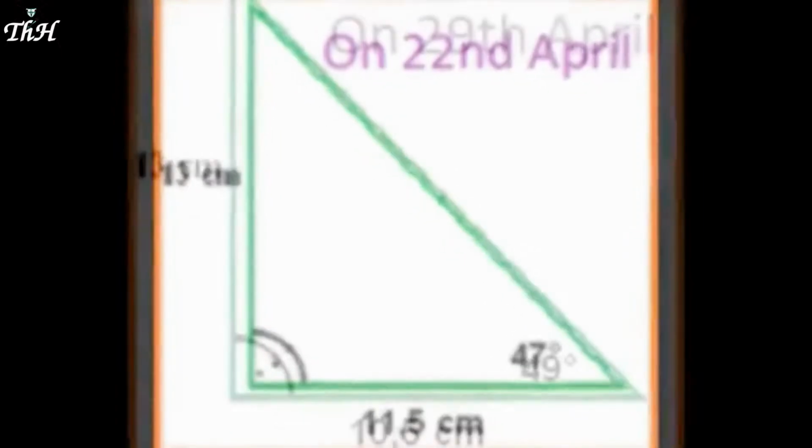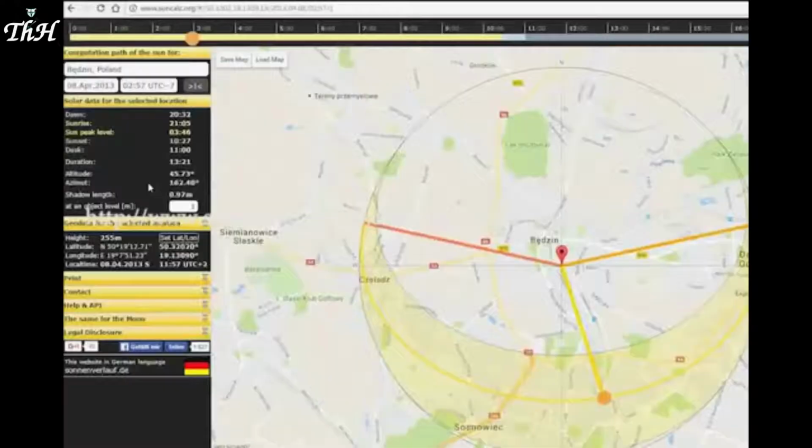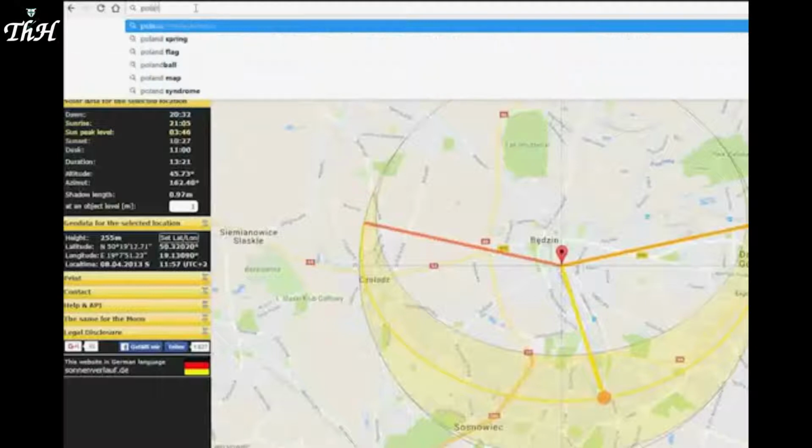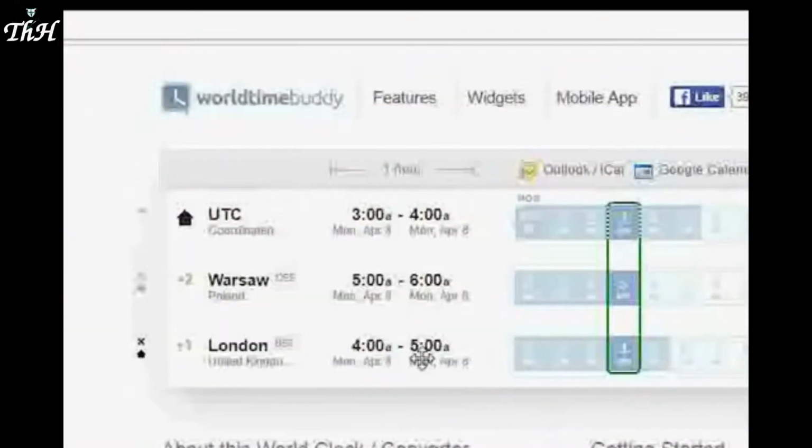Here is the link of SunCalc for you to calculate the angles from the results of the Poland experiment. Now at this location, SunCalc says the elevation angle is 45.73 degrees. SunCalc is usually set for a universal time, and they might subtract or add hours depending on your IP address. In our case, it was UTC minus 7, which is 3 a.m. UTC, which is 10 minus 7, which is exactly 12 p.m. in the time they listed in the video.